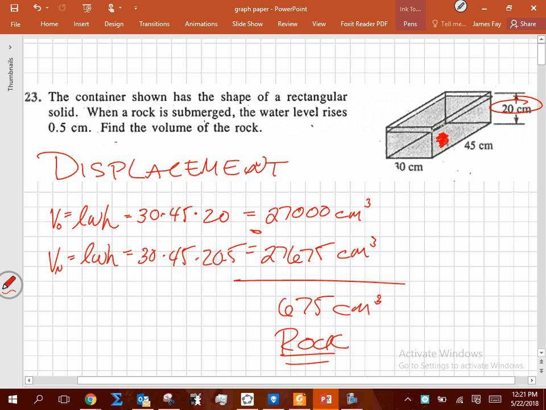It doesn't really matter. If I've got some object that I want to figure out the volume for, the quickest, most efficient way is to see what kind of fluid it displaces, and see that rise or that difference in volume of the fluid that gets displaced.